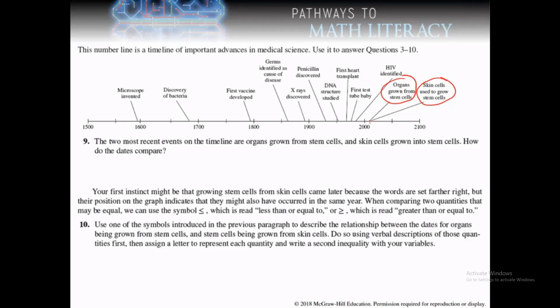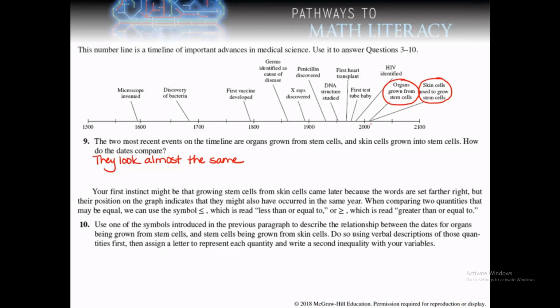So then number 10 says, based on the order in which those labels appear, you would expect that organs were grown from stem cells before skin cells were used to grow stem cells. However, because they look almost the same, we should use a less than or equal symbol to represent that. So verbally, we would say that the year organs were grown from stem cells is less than or equal to the year skin cells were used to grow stem cells.